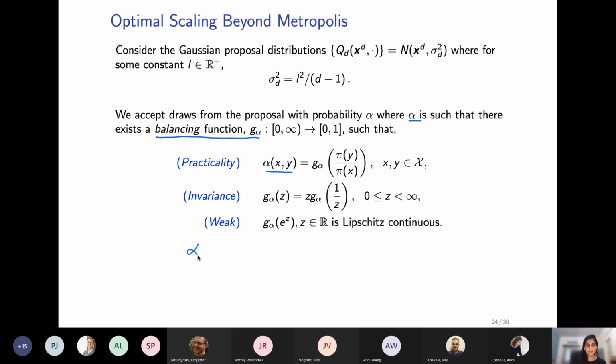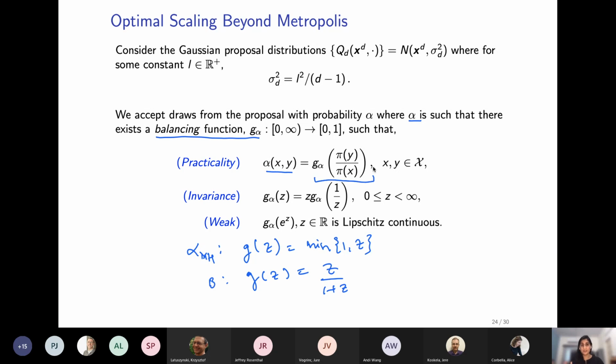So for example, for alpha MH, G of Z is equal to minimum of 1 comma Z. And for example, for Barker's, G of Z is equal to Z over 1 plus Z. Of course, it may be evident to you that by this setup, I am leaving Portkey out of this. So sadly, Portkey is not going to be part of this optimal scaling literature. This is for practicality and for the proof to work, because if it doesn't satisfy this, it becomes really difficult to get the proof to go along.